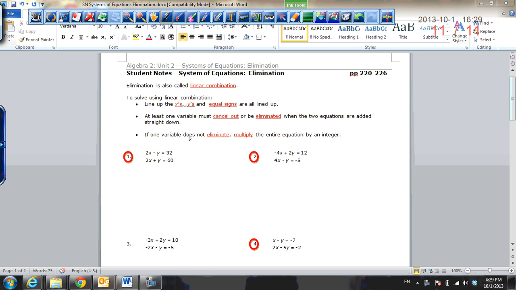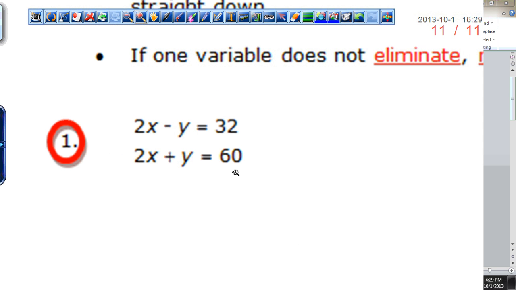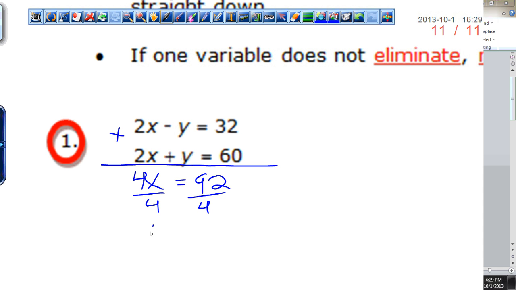Got that done. Next step is to see if stuff will cancel out, and the last one is if they don't cancel out, multiply one or both of them by an integer to get stuff to cancel out. So the first thing here is we're just going to see if things will cancel out. 2x plus 2x is 4x. Negative y and y, oh, they cancel out, and then I get 92. Divide both sides by 4. And then x is going to be whatever 92 divided by 4 is, which I think is 26, maybe.